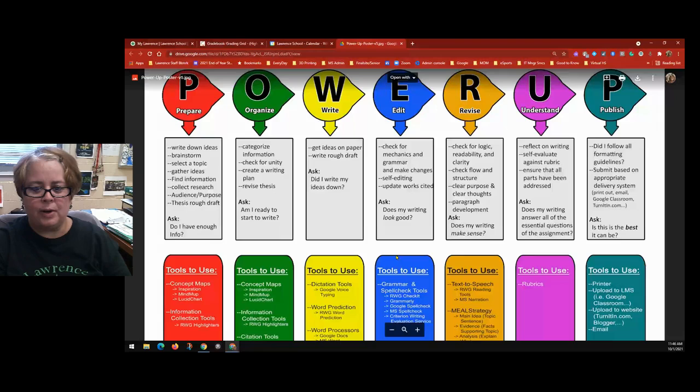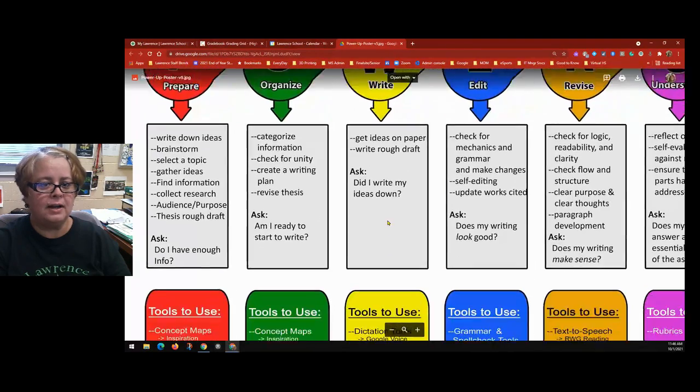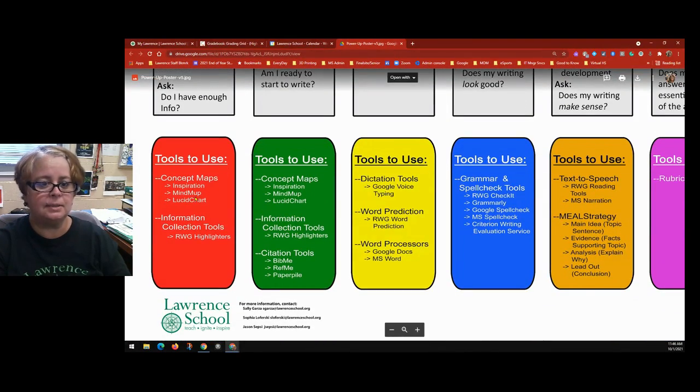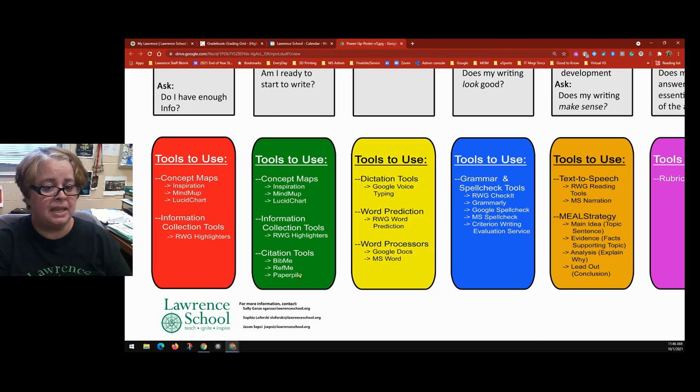Now, another thing I want to point out to you is these tools for each of these sections. And this is kind of the tech part of this. So for instance, on the prepare and organize stages, I can use tools like Inspiration or MindMap or MindMeister or other kind of concept mapping tools. You could even use Google Drawing. You could also use the Read and Write for Google highlighters to collect information from the internet. You could also use citation tools like BibMe, RefMe, even the Google citation tools.